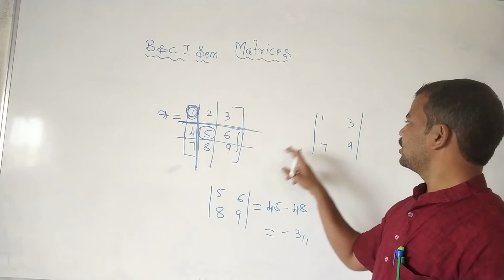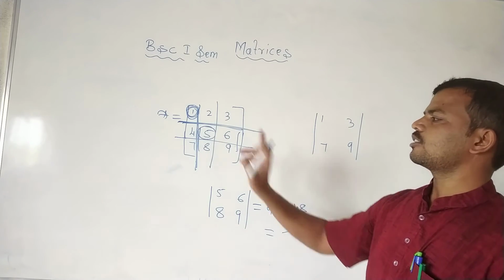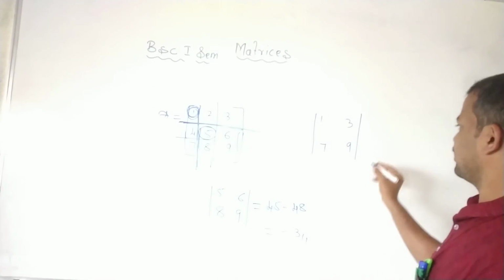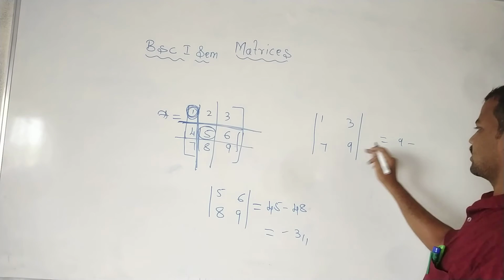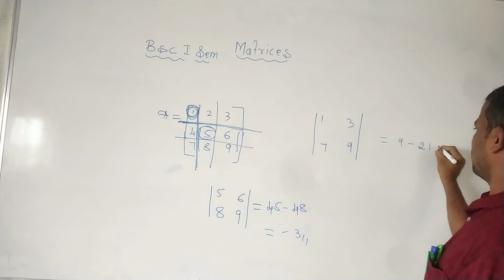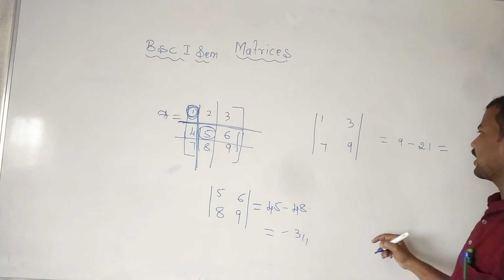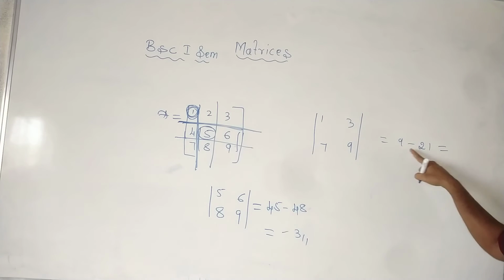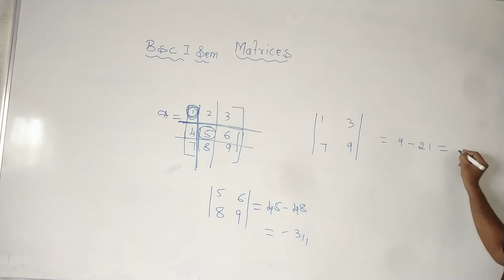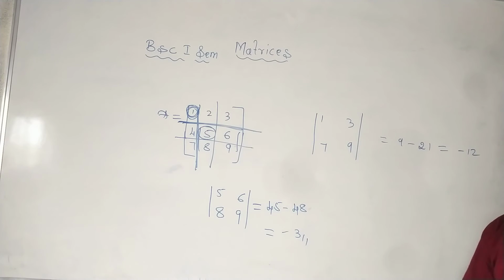The determinant obtained by deleting that row and column containing that element: 9 minus 7 times 3 is 21. How much does it come to? That is minus 12. Minus 12 is the minor of 5.